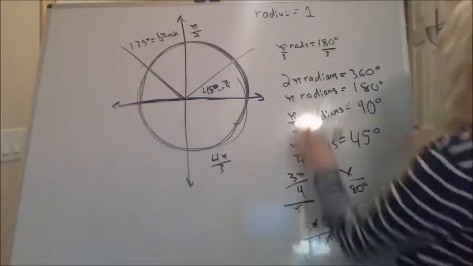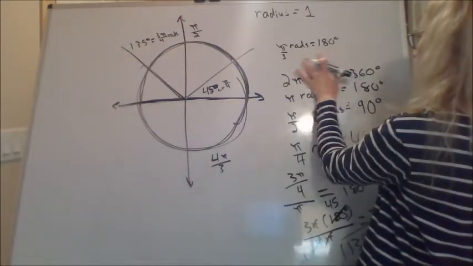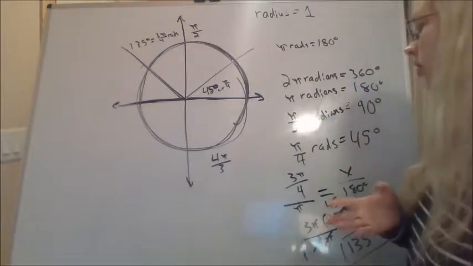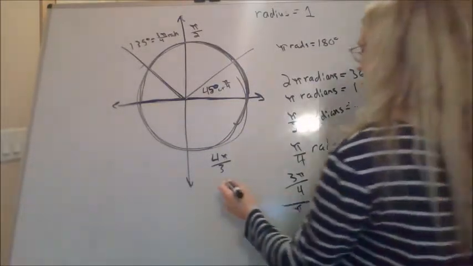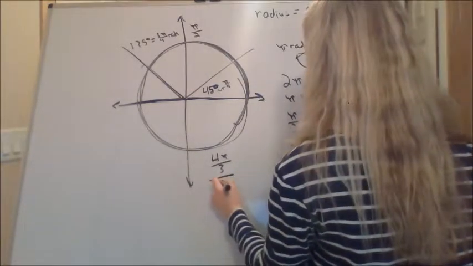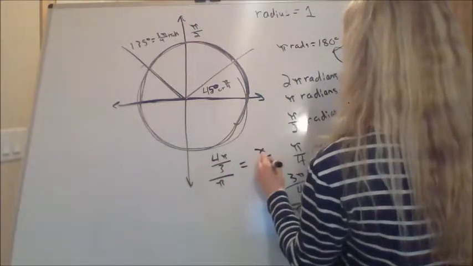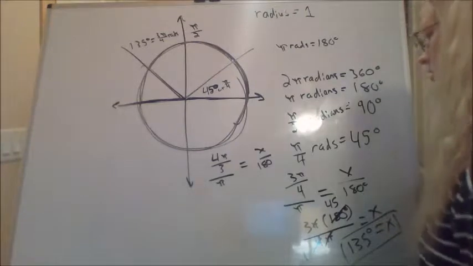So pi over 3 is going to be 60 degrees. Now if we just multiply that by 4, we're going to have 240 degrees. But we can also solve with our proportion, where we go 4 pi over 3 divided by pi. It's going to be equal to x divided by 180. Multiply both sides by 180.